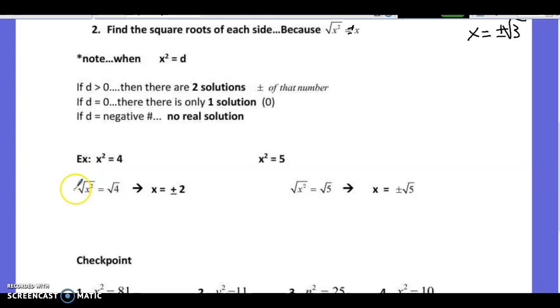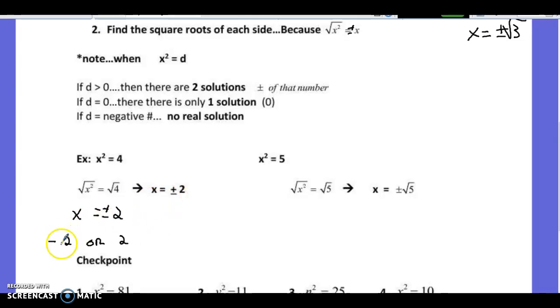Well, to undo that, you can take the square root of both sides, because whatever you do on one side, you have to do on the other. So the square root of x squared is going to be x, and the square root of 4 is going to be 2. Now, because that is greater than 0, we're going to make sure that we have a plus or minus here. So in a sense, this is saying that x can equal negative 2 or positive 2.